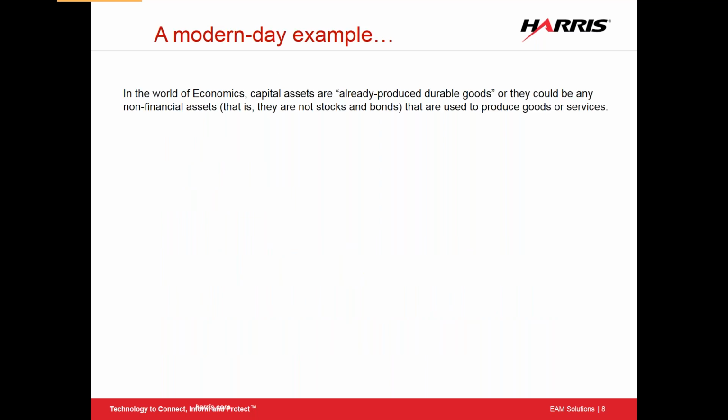So, a modern day example. Okay, in the world of economics, capital assets are already produced durable goods, and they can be used for any non-financial assets. That is, they're not stocks and bonds, as I mentioned. They're used to produce goods or services. They're hardcore things. They're physical, tangible things that you can put your hands on. So here's an example that I think almost anyone can relate to when we talk about producer assets and consumer assets.